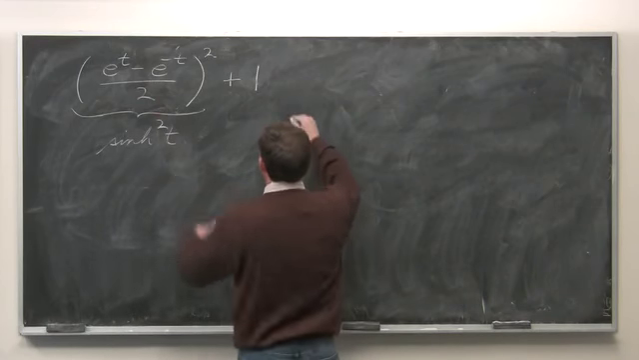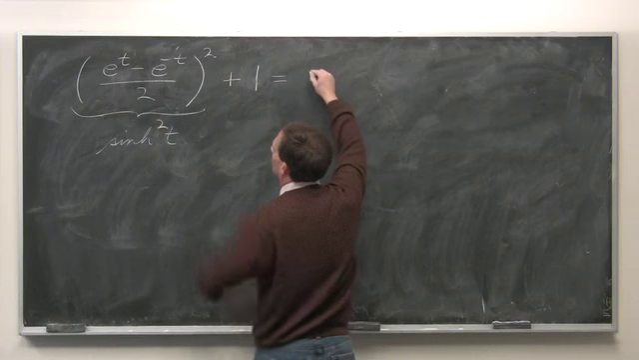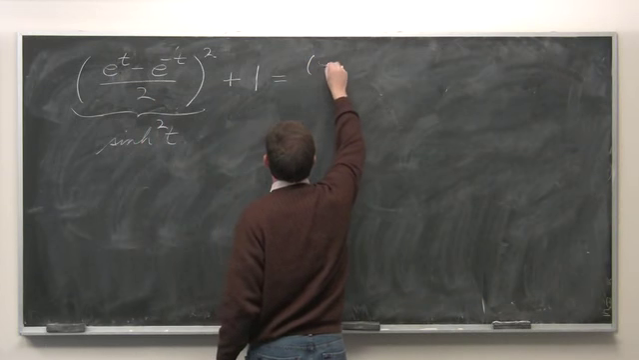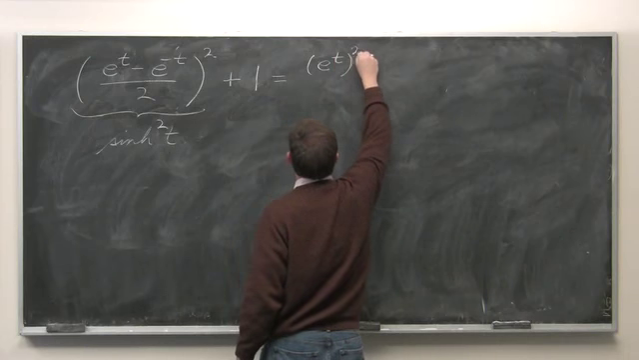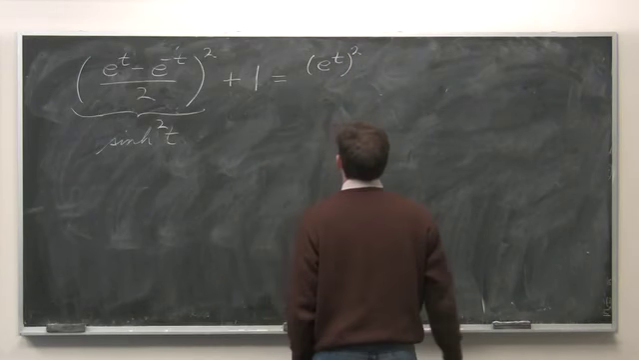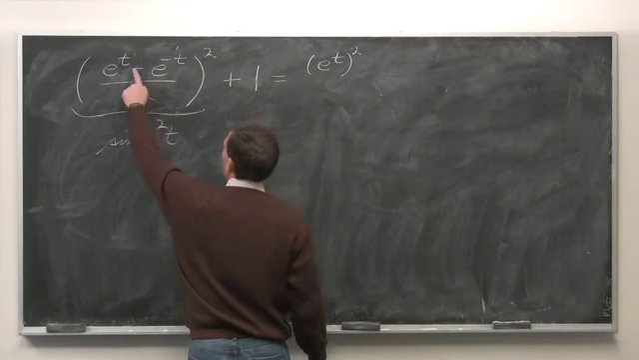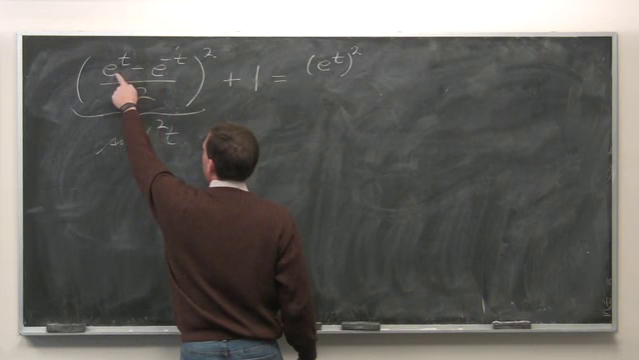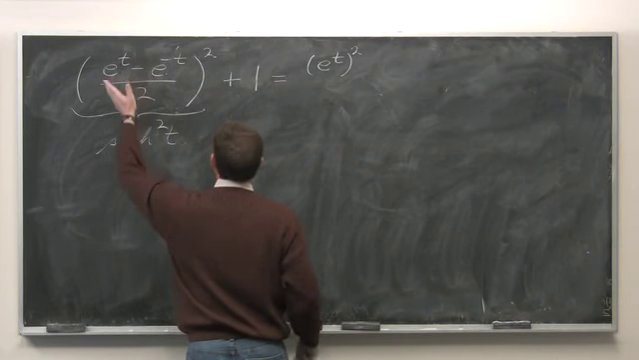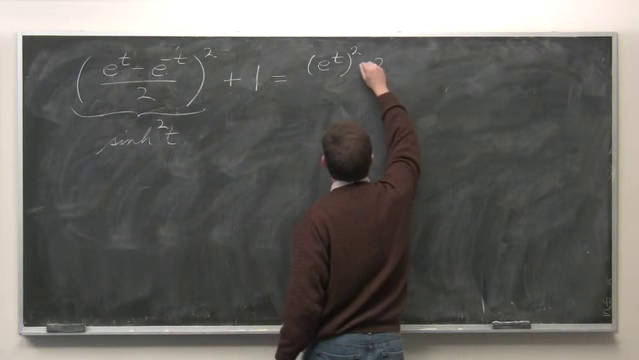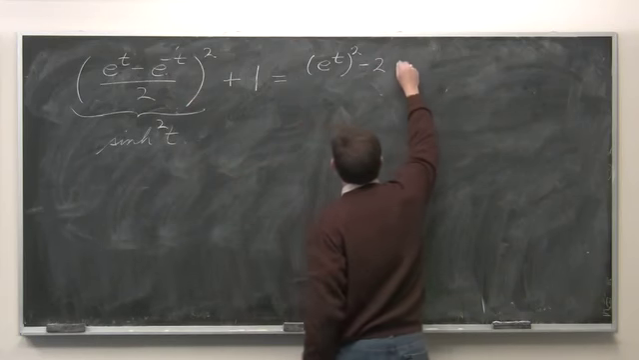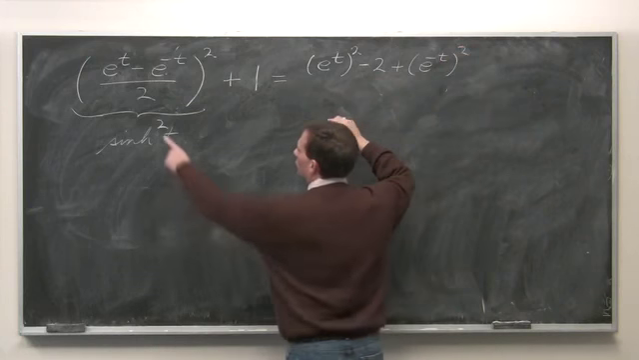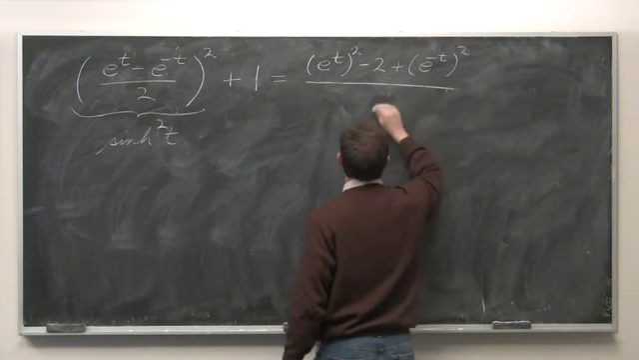Why is that? Well, you just square it. When you square this, you get e to the t squared, which we could write as e to the 2t, but we'd have to undo that, so you might as well just write it as e to the t squared, minus 2 times this times this. But this times this is 1, e to the t times e to the minus t. So you get minus 2 times 1, so you just get minus 2. Plus this squared, which I'll still leave as e to the minus t squared, over 2 squared, which is 4.